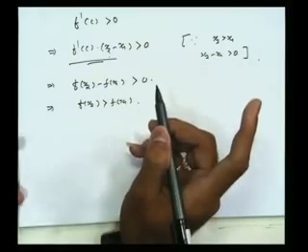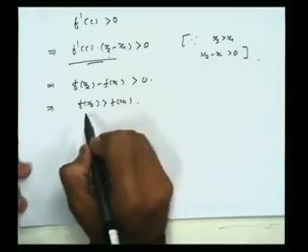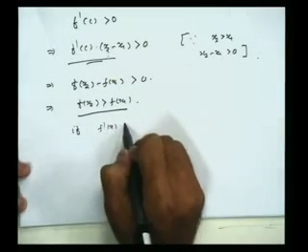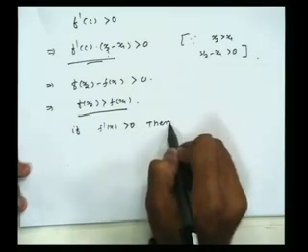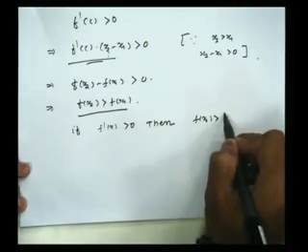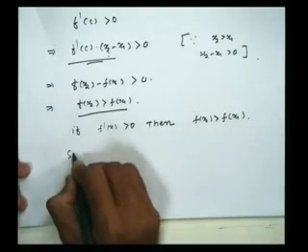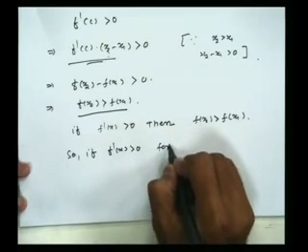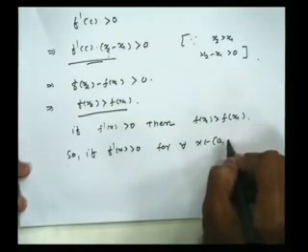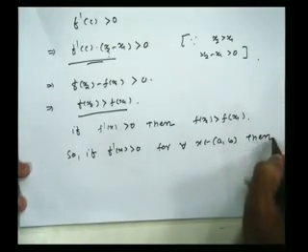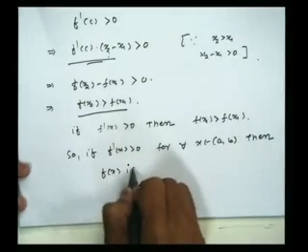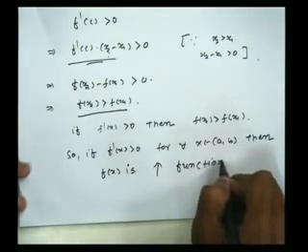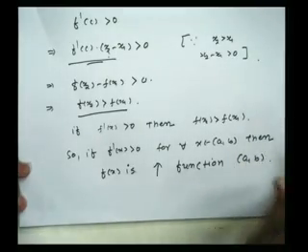So we started with x1 less than x2 and reached f of x2 greater than f of x1. Under which condition? If f dash of x is greater than 0, then we have f of x2 greater than f of x1. So if f dash of x is greater than 0 for every x belonging to the open interval AB, then f of x is an increasing function on this interval AB.